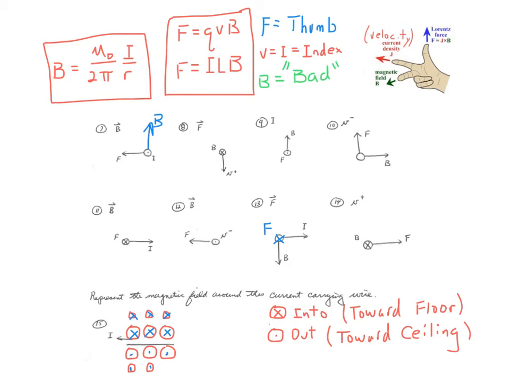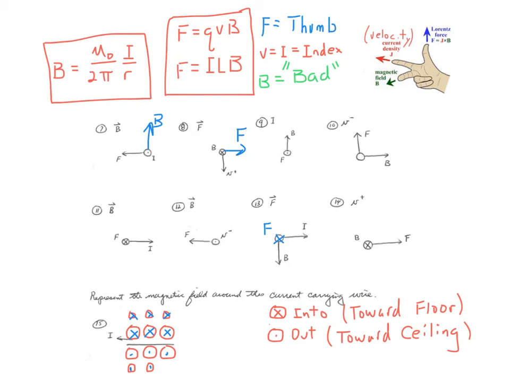So I'm kind of turning my body around. I'm pointing my index finger towards the back of the room, my bad finger towards the floor, because X means towards the floor. Then my thumb automatically points to the right. So my answer here is to the right. That's my force vector on that particular charged particle if it's going through a magnetic field.